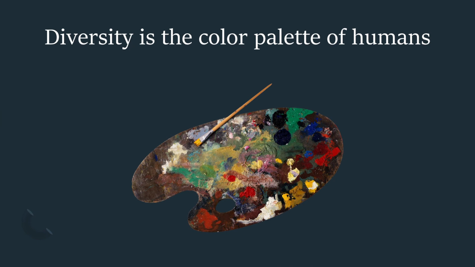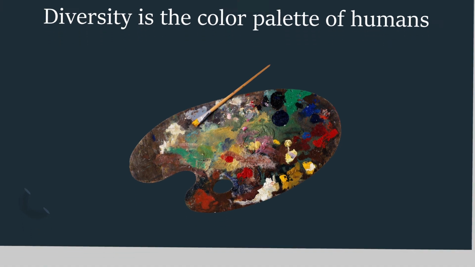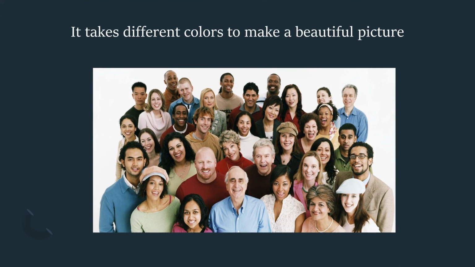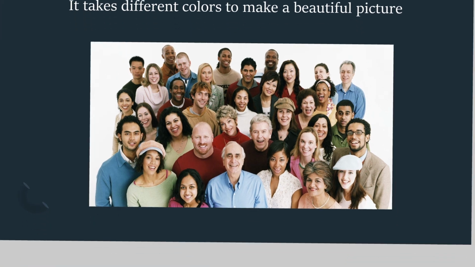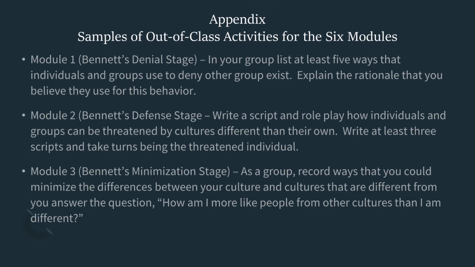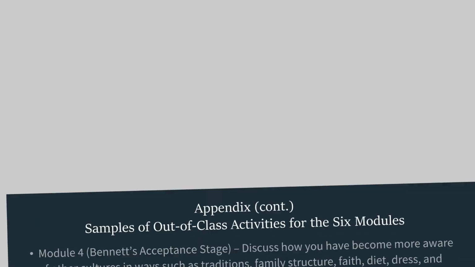I've included a couple slides here at the end that I thought might be appropriate. The first is diversity as a color palette of humans. And next, it takes different colors to make a beautiful picture. I think that's what, in the difficult conversations, that's the goal, to realize that we're more alike than we are different. I included an appendix, which is samples of out-of-class activities for the 6 modules, which are the Bennett stages.